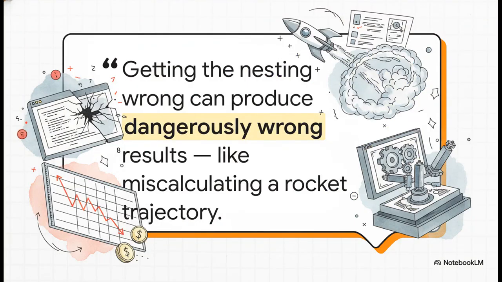And when you get it wrong, it has consequences. It could be something small, like crashing an app, or it could be something much, much worse, producing dangerously incorrect results. Just imagine a complex formula for a financial model or an engineering simulation, or, as this quote points out, miscalculating the trajectory of a rocket. The order of operations isn't just some academic exercise. It's literally what makes our modern world work the way it's supposed to.